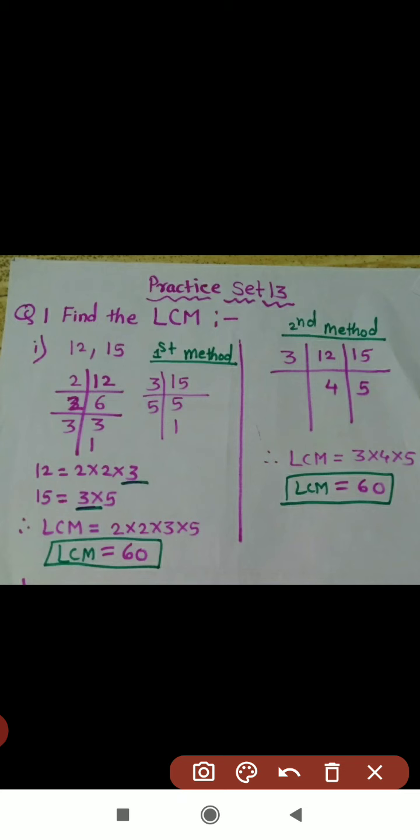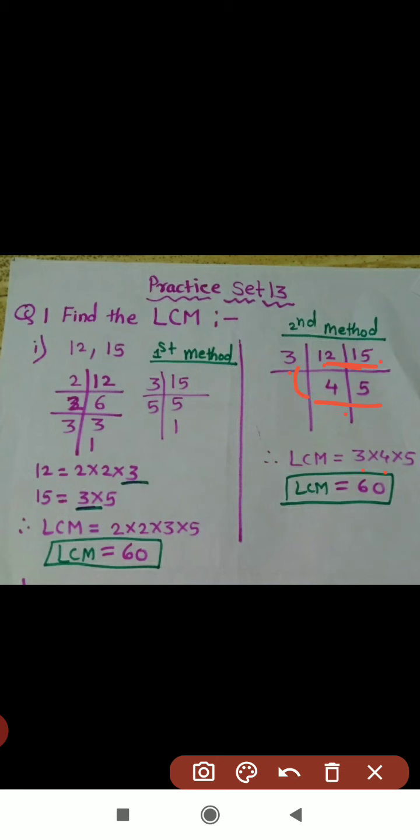Second method, 12 and 15. In which table are both present? Both are present in the 3 table. So 3 4s are 12 and 3 5s are 15. These 2s are not present in any table. So you can find the LCM like this.